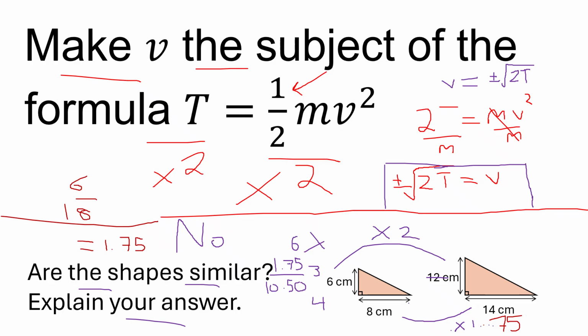So the first part was rearranging a formula or equation, and the second part is looking at similar shapes, particularly similar triangles involving scale factors.